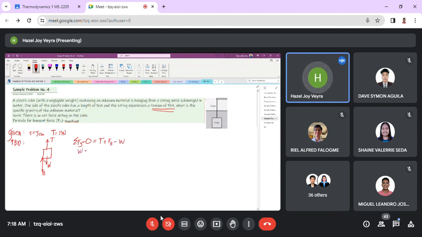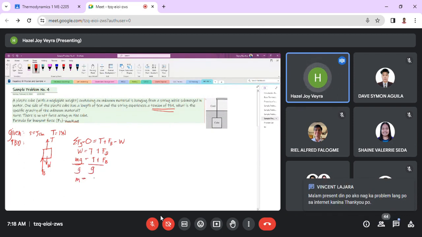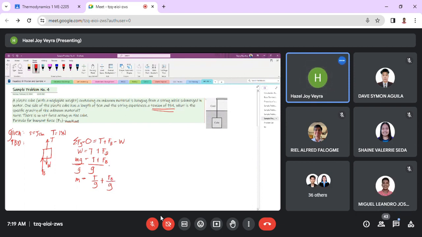So rewriting this, we'll have FB, and then weight is equivalent to mass times the gravity. It's equal to tension plus force. And then we'll divide both terms by gravity, no? So we'll have our first equation. So dividing both terms, we'll have mass is equal to T over g plus the buoyant force over the gravity. So this is our equation 1.